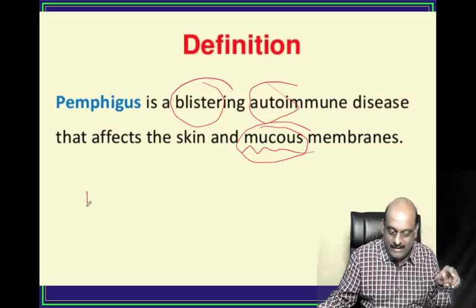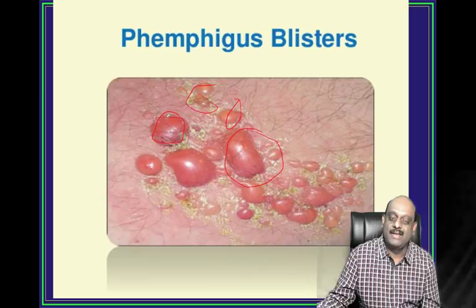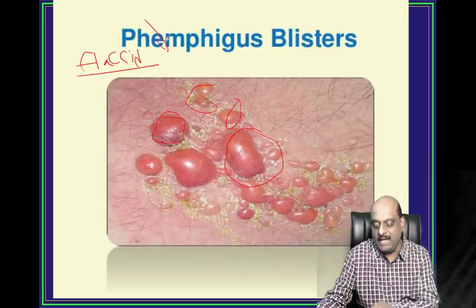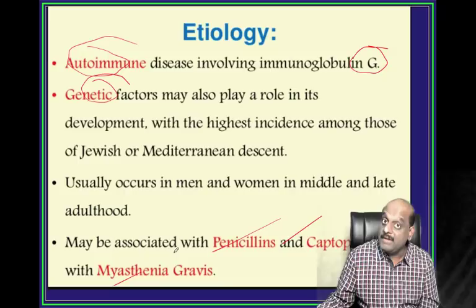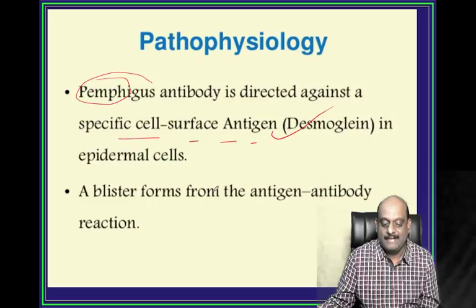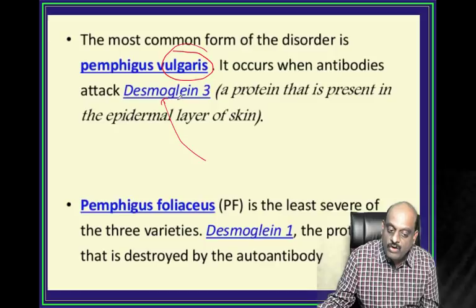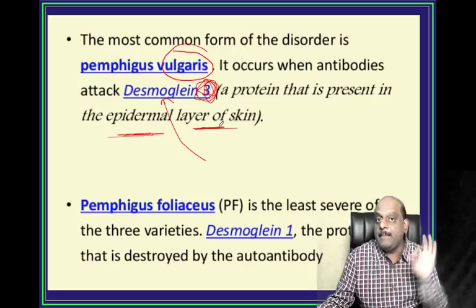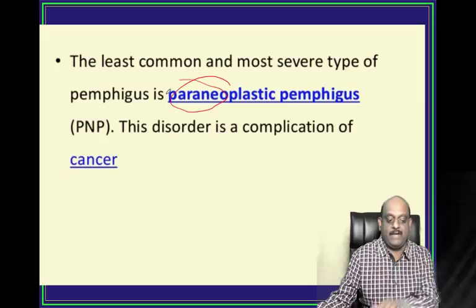What is the differential diagnosis of pemphigus vulgaris, doctor? Bullous pemphigoid. These are the typical flaccid blisters that you see in case of pemphigus. It is autoimmune, involves immunoglobulin G. Genetic factors have a role. Penicillamine, captopril, myasthenia gravis are all associated. And the pemphigus antibody is against desmoglein, which is a cell surface antigen. And the blister forms because of that antigen-antibody reaction. If you take pemphigus vulgaris, antibodies against what? Desmoglein 3. And it is typically the protein which is there in the epidermal layer of the skin. Pemphigus foliaceus, it is desmoglein 1, is what you need to remember. And the least common is paraneoplastic pemphigus.